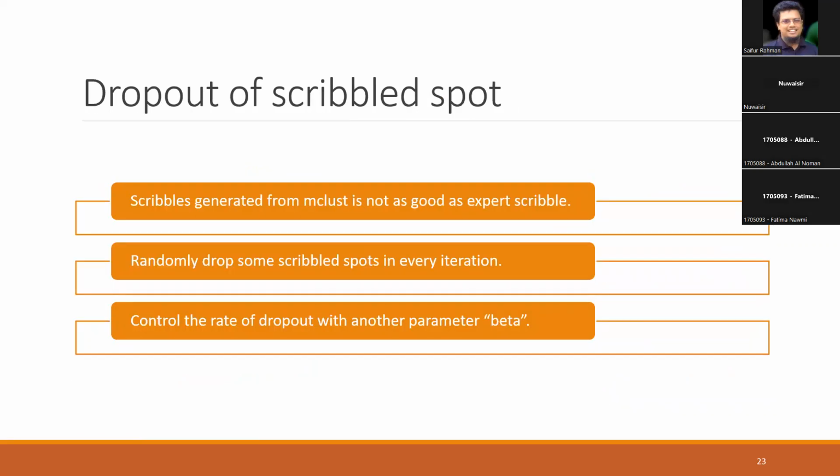But the problem here is that the non-spatial algorithm does not provide as good a result as the expert scribble, for which we have to randomly drop some spots in every iteration, so that our model can learn on its own without the impact of scribble in those spots. This dropout rate is also controlled by a parameter that is called beta.